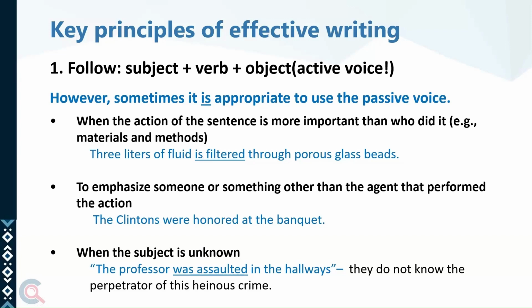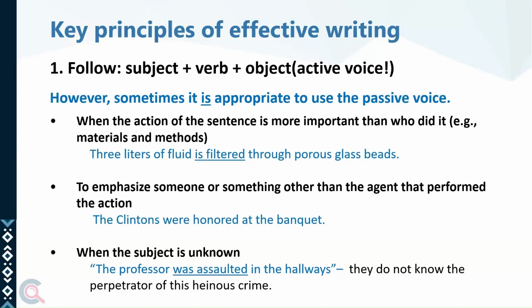Secondly, we will use the passive voice if we want to emphasize someone or something other than the agent that performed the action. For example, this sentence, the Clintons were honored at the banquet. When you say the Clintons were honored at the banquet, in other words, you're trying to communicate to us that it is important who received the action. So in this case, the passive voice is accurate to use.